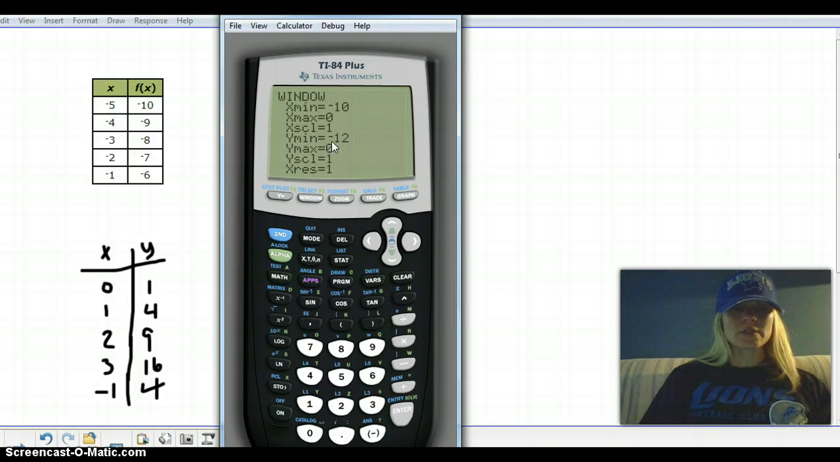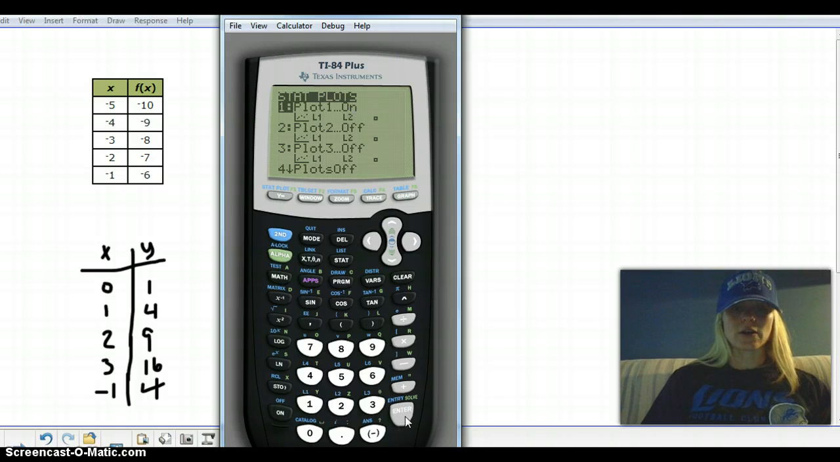All right, so that was the first thing. So first thing, we hit stat and enter and put in our points. Then we went to our window. We made sure our x's fit within the x window and our y's fit within the y window. Then in order for it to graph these points, we have to go second y equals, which is called the stat plot. Yours should say off right here.